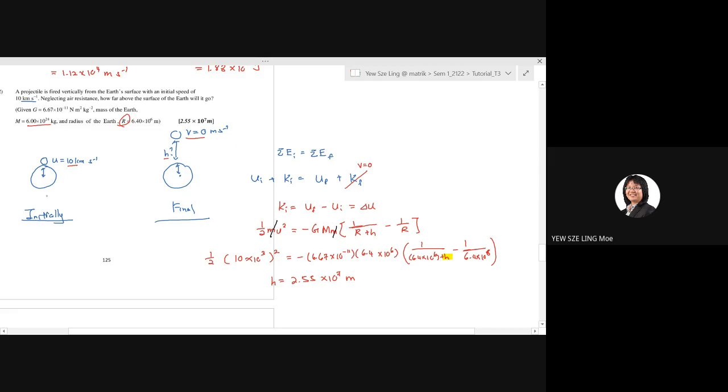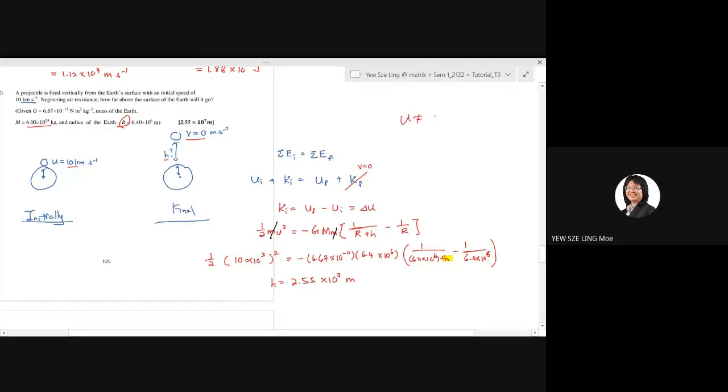So 5 minutes for you to write it down, including the diagram. Make sure you sketch the diagram. So U cannot be equal to mgh.